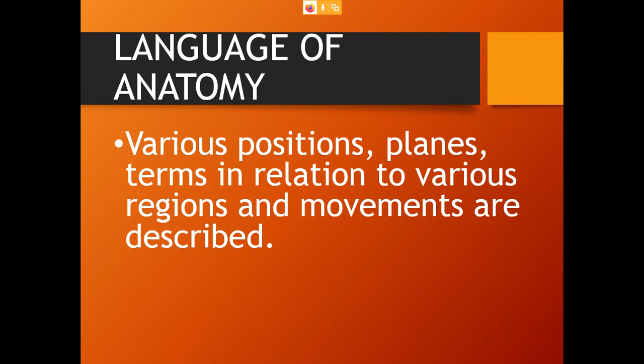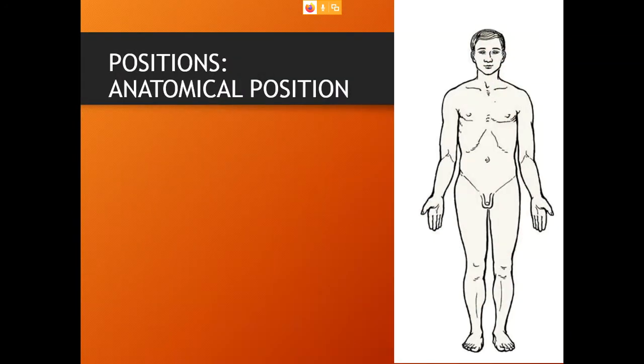So how to use the language? There are various positions, planes, and terms in relation to the various regions, and movements are described. Let me show you one by one. First, the anatomical position. What is this anatomical position? A person or a patient standing on the ground, both palms facing forwards, the face looking forwards, and the eyes also looking forwards. This position is called the anatomical position.